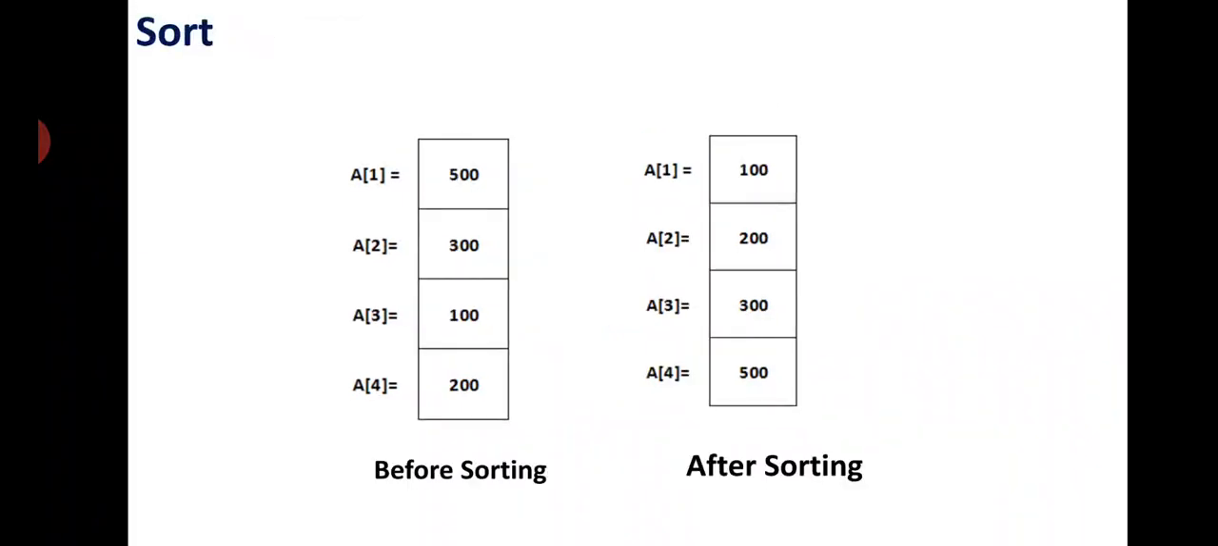One more operation, that is sort. This is an original array before sorting. This is not in order. So after sorting, I am sorting this in ascending order, right? 100, 200, 300. So this is the array after sorting. So these are the different operations you can perform on data structures. Okay. So this is about introduction to data structures.